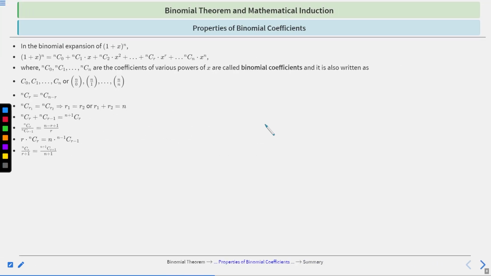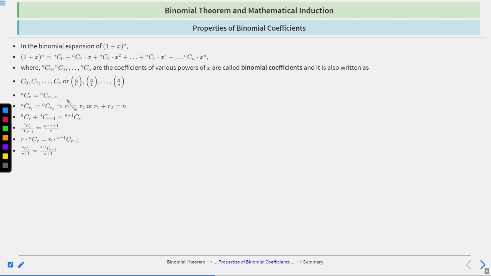Now let's discuss properties of binomial coefficients. In the binomial expansion of (1+x)^n, it can be represented as nC0 plus nC1 x plus nC2 x squared till nCr x to the power r till nCn x to the power n. Where nC0, nC1 till nCn are coefficients of various powers of x, called binomial coefficients, and they are also written as C0, C1 till Cn.